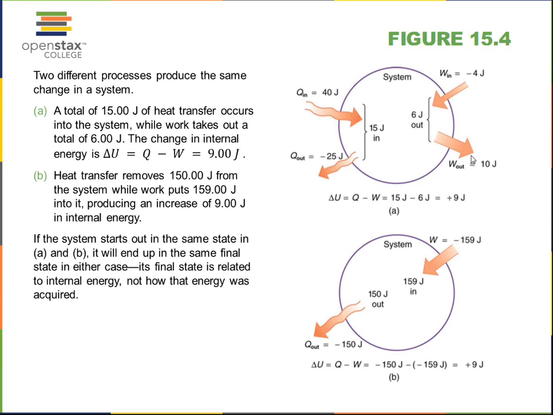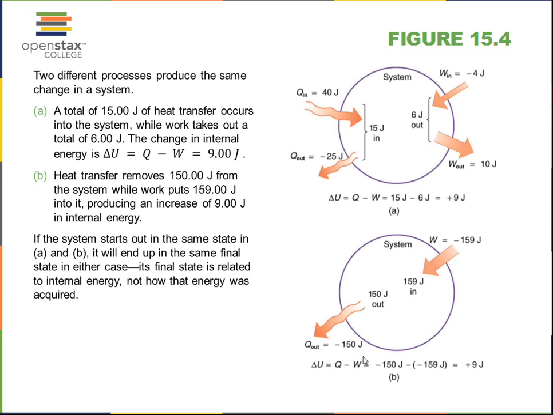In the calculation for delta U, there's a minus sign between Q and W. So delta U is Q minus W. We've got 15 minus 6, so we've got a net gain of 9 joules. The internal energy goes up by 9 joules. In the situation over here, we're extracting 150 joules from the system. By some means, don't care how we do it, but 150 joules leave the system, and we're doing work on the system of 159 joules.